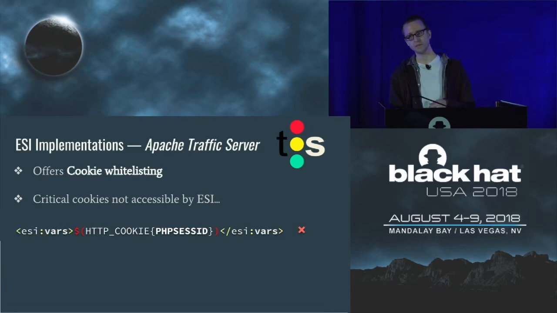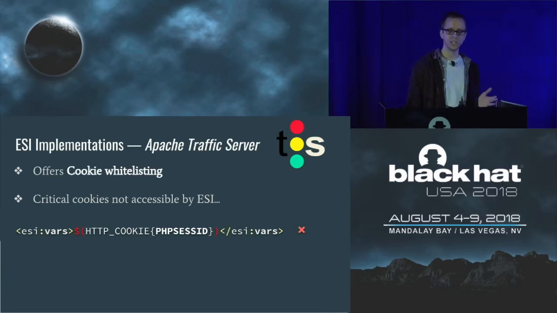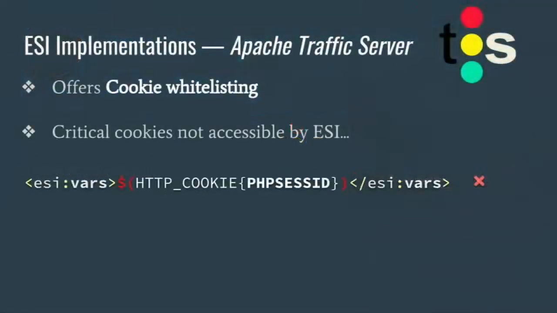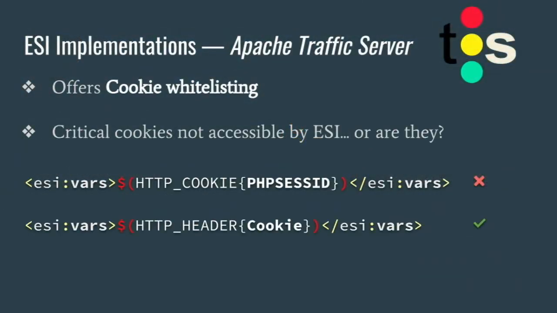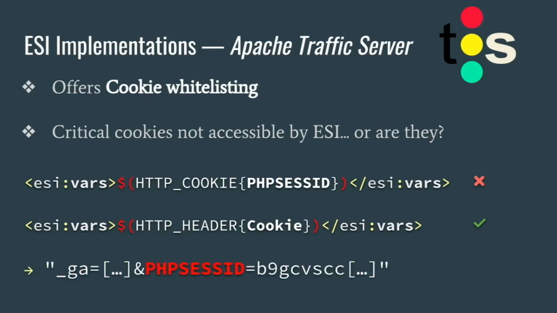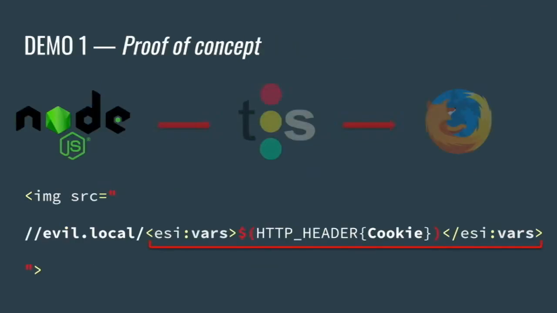Because if you have ESI injection, you can't just refer to the PHP session ID. It's going to return nothing. However, by looking at the documentation, you also see that there's a new variable called HTTP header, which allows you to refer to the HTTP header cookie, meaning that you can effectively bypass the cookie whitelisting altogether. So that's a pretty big oversight. That was reported and fixed 2 months ago, and it basically allows you to do ESI injection leveraging cookies, basically stealing cookies. So for that, let's do a proof of concept with Apache Traffic Server. I built the following payload. However, you can use multiple payloads.